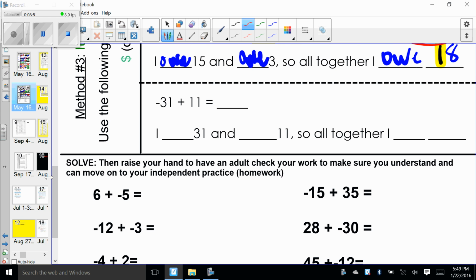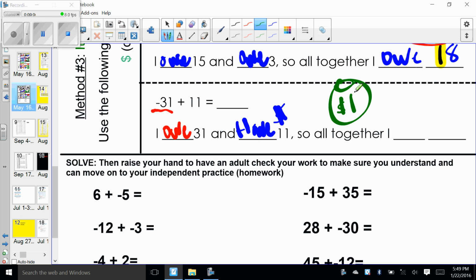So we're almost done. We have a situation here of -31. So we owe $31. We have 11. So that's money in the bank, having 11. So I'm going to draw a picture of what this looks like. So here's my bank. It has $11 in it.